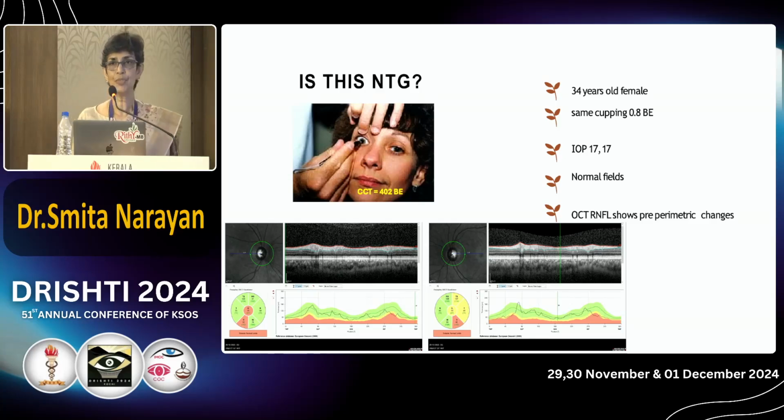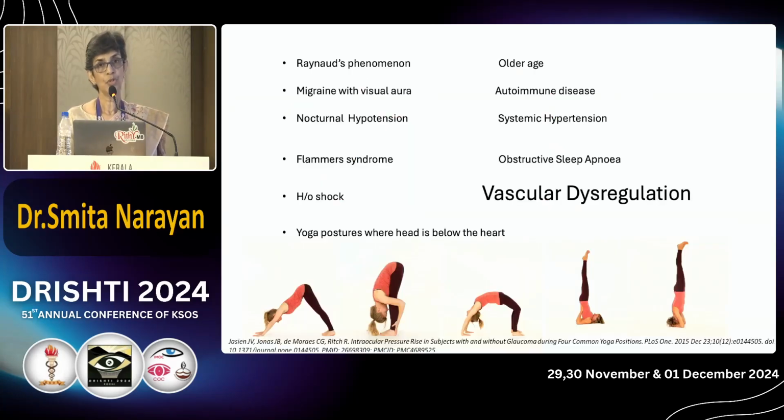So these are some of the very common scenarios where we can confuse normal tension glaucoma with other entities. Most of the time, the etiology of normal tension glaucoma is thought to be vascular dysregulation. Therefore, meticulous history taking of the patient, and also with the spouse of the patient, is important.